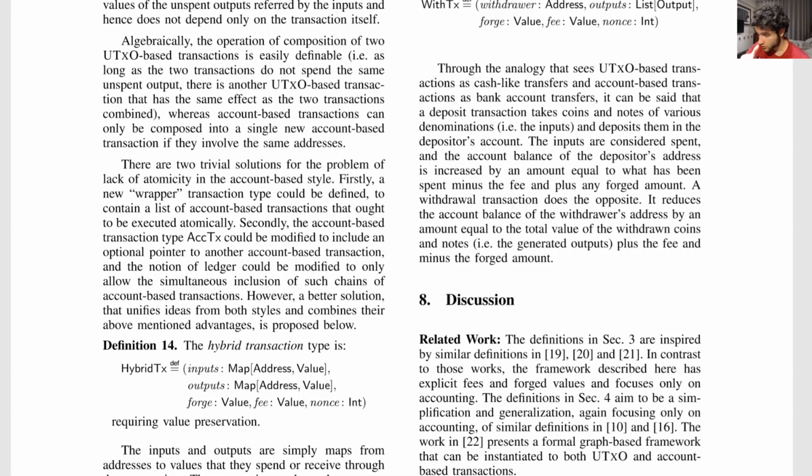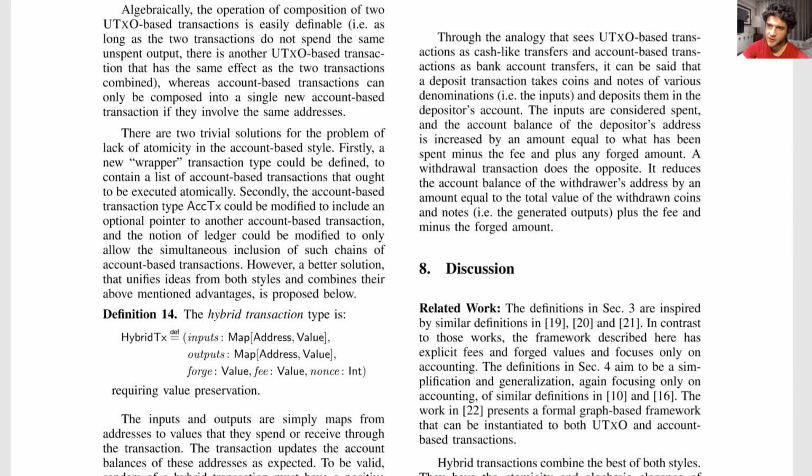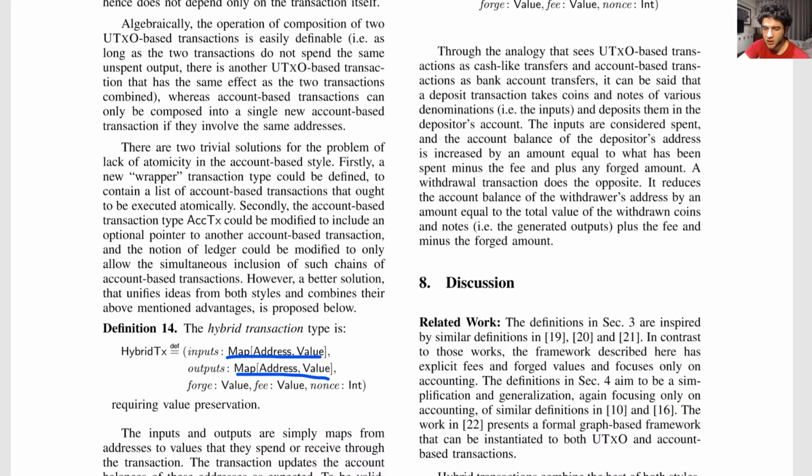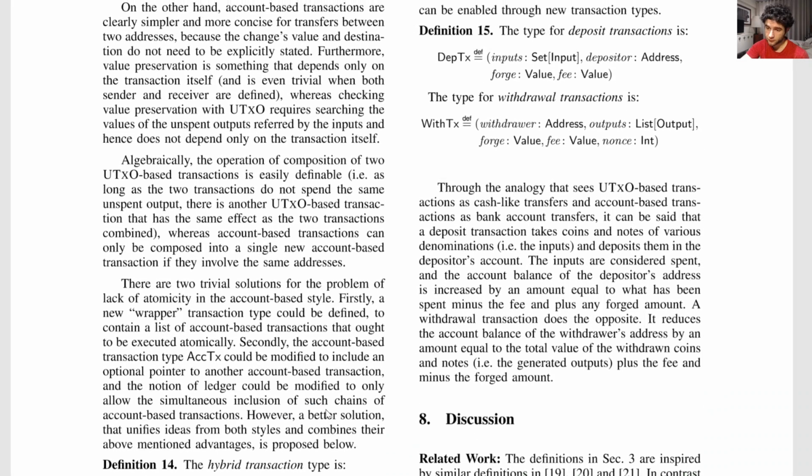Okay, so to do this, we define a hybrid transaction, and we define it from a very broad perspective, where an input is just a map of addresses to values, and the output is also just a map of addresses to values. And this lets us represent both systems in a single transaction, as long as we still keep the nonce and the forge and the fee for all transactions, right?